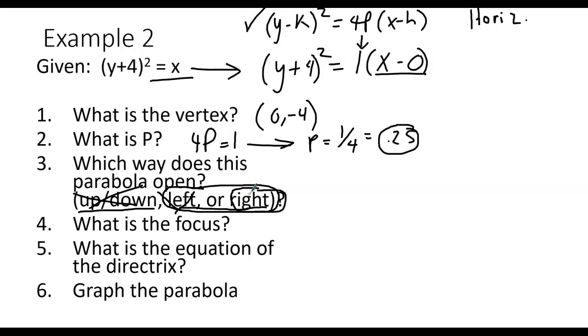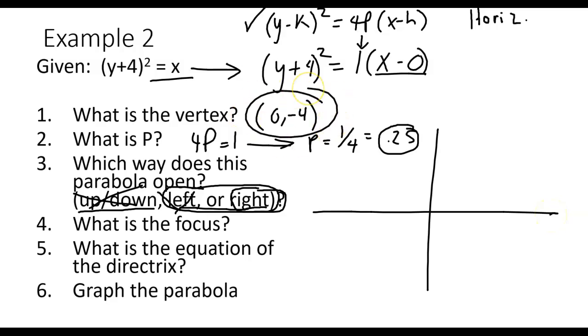So at this point, we're going to start graphing to answer questions 4 through 6. So let's plot our vertex. My vertex is (0, -4). And my parabola is opening up towards the right. So it'll look something like that.